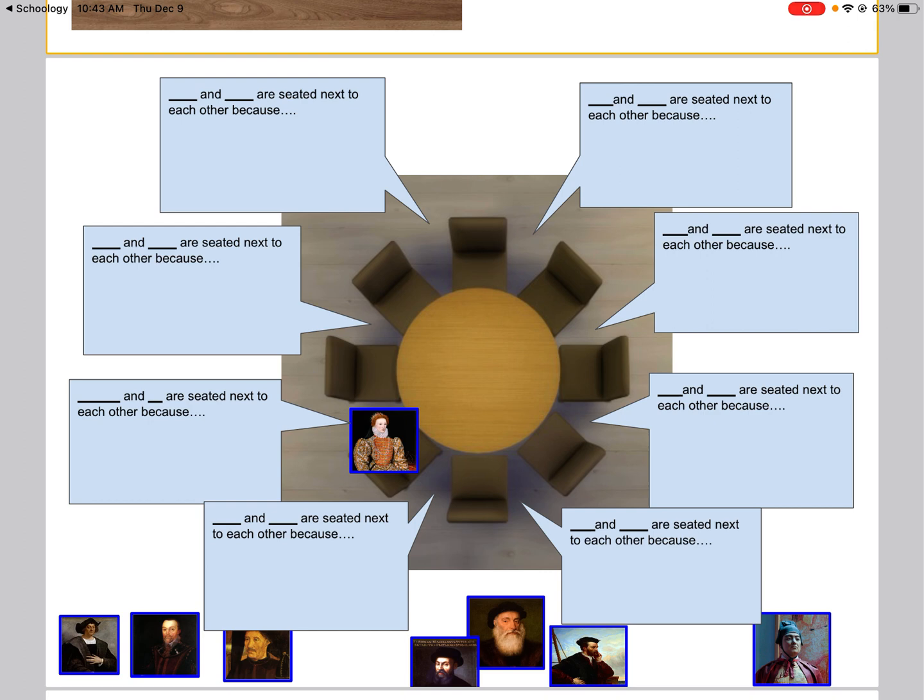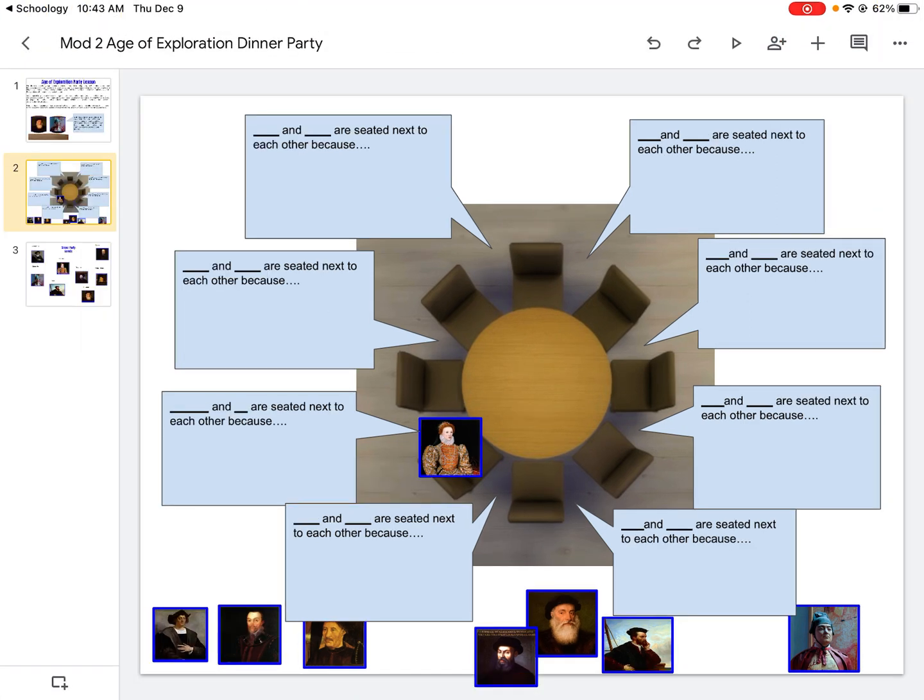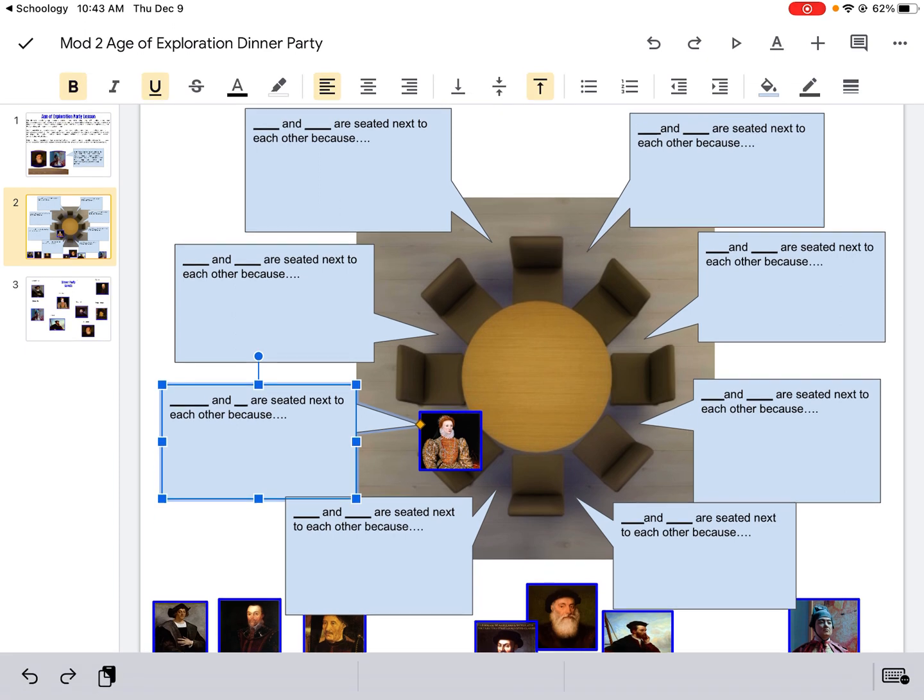So we're going to start with Queen Elizabeth. I have her sitting at the table for you already. And in this box, what I'm going to do is type in who I think she needs to sit with. So for example, Queen Elizabeth is going to sit next to somebody who she has an alliance with. And we just talked about that in the beginning of this video. So she's going to sit next to Francis Drake.